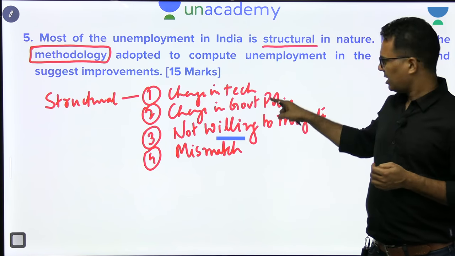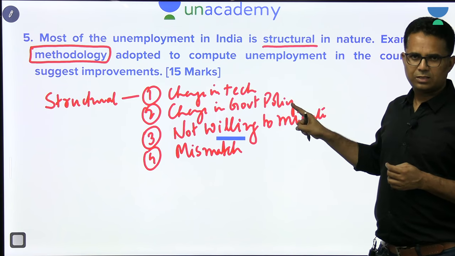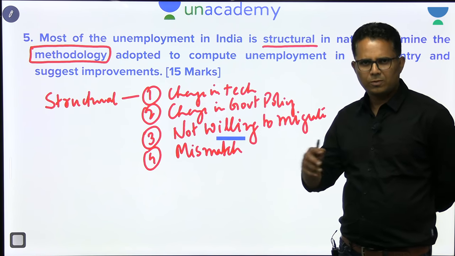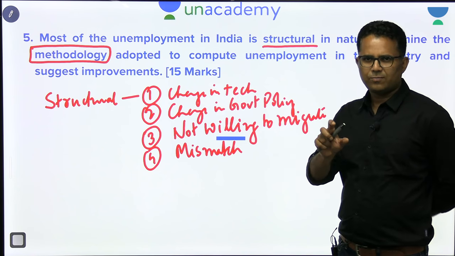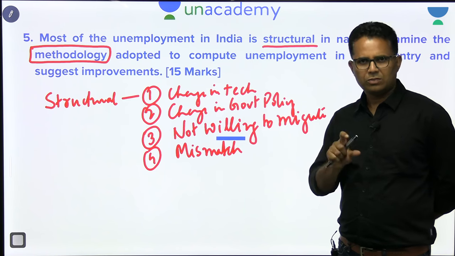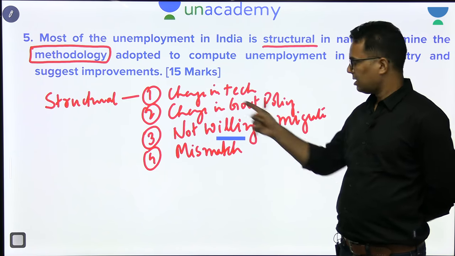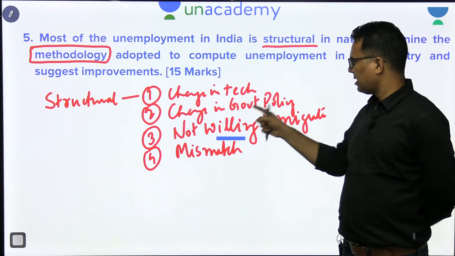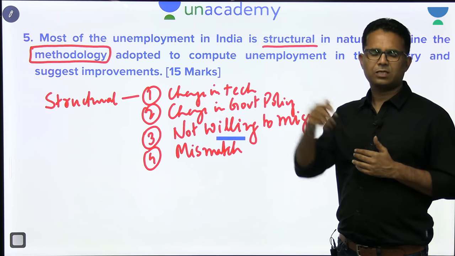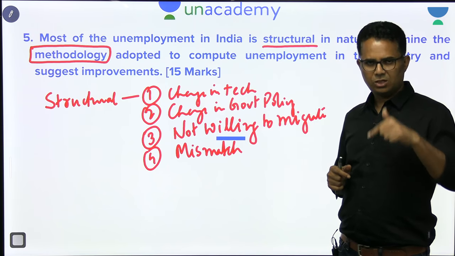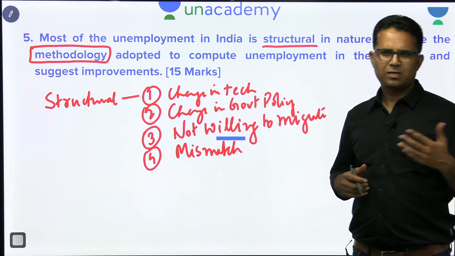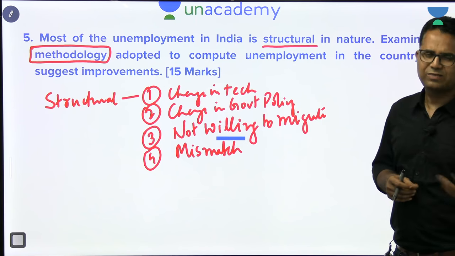You write all these things, and then in one line, you also write an example of each. Change in technology: there are a lot of people in the country, for example, artificial intelligence is coming. Earlier, the teaching method was mostly physical. Now it is moving online. A lot of teachers have not been able to adapt, so they may be rendered unemployed. Changing government policy: government said that thermal power plants or polluting plants of certain years should be closed down. Now the labor, which is not able to learn new skills and go to other industries, will be rendered unemployed.